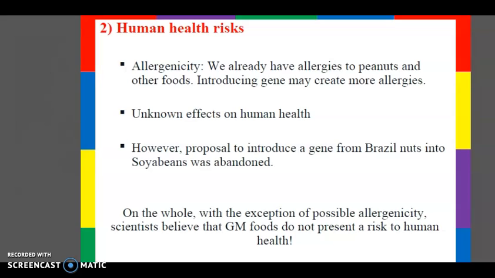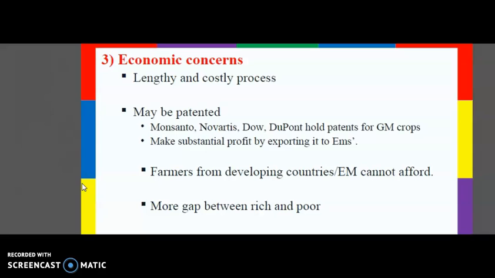The human health risk includes the allergenicity as we discussed earlier and other unknown effects on human health. And the economic concerns, like it's a lengthy and costly process. And big companies like Monsanto, Novartis can patent their product and make profit by exporting them, but the farmers from developing countries cannot afford it. So there will be more gap between the rich and the poor.